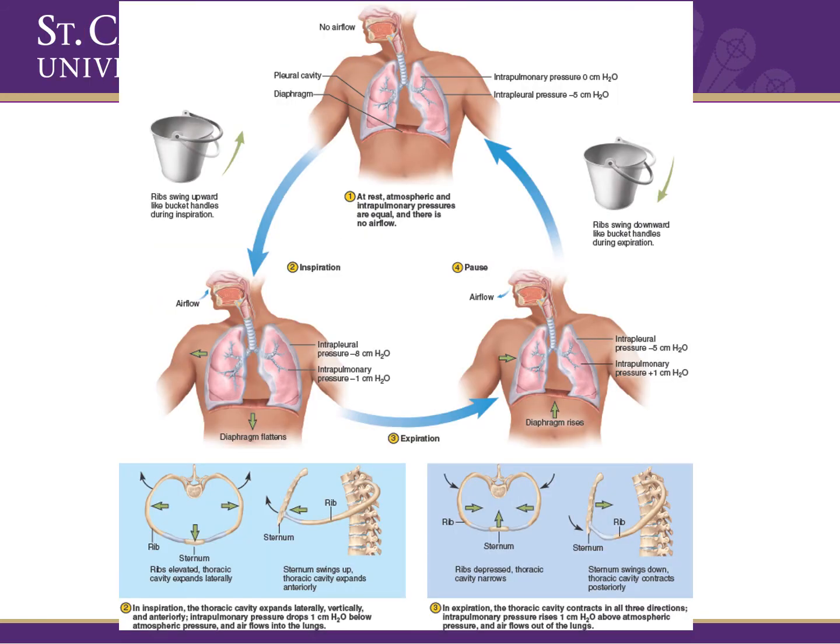Let us review the respiratory cycle. First, during inspiration, the thoracic cavity is expanded by the elevation of the ribs and flattening of the diaphragm. This decreases the air pressure inside the lungs, also known as intrapulmonary or alveolar pressure. In comparison to the air pressure outside the body, this is lower.